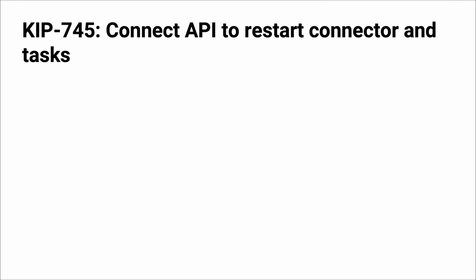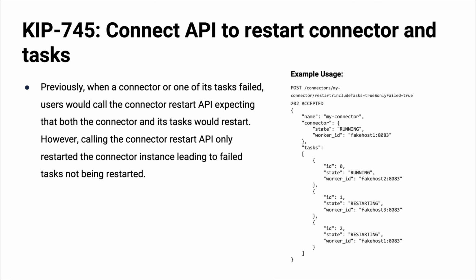On to Kafka Connect KIPs. KIP 745 is the Connect API can now restart tasks and the connector. Let's look at this. Previously, when a connector or one of a connector's tasks failed due to an exception in just that task maybe, you could call the restart API and that would restart both the connector and its tasks. However, just calling restart only restarted the connector instance, not the tasks themselves.